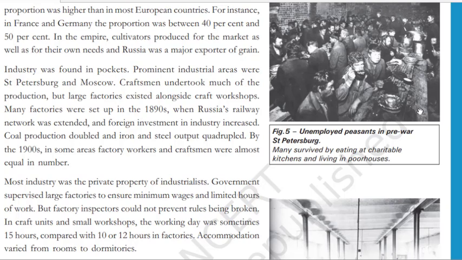In the empire, cultivators produced for the market as well as for their own needs, and Russia was a major exporter of grain. Fig. 5. Unemployed peasants in pre-war St. Petersburg. Many survived by eating at charitable kitchens and living in poorhouses. Industry was found in pockets. Prominent industrial areas were St. Petersburg and Moscow. Craftsmen undertook much of the production, but large factories existed alongside craft workshops.